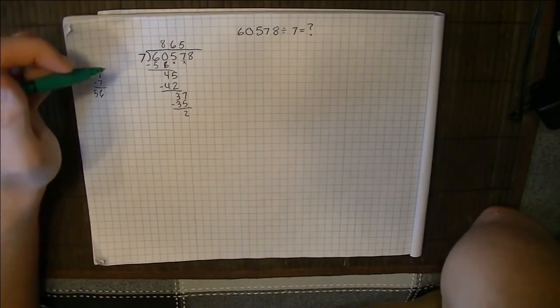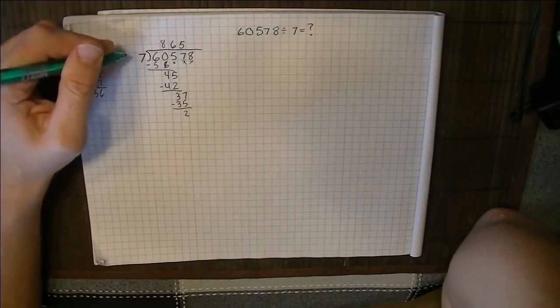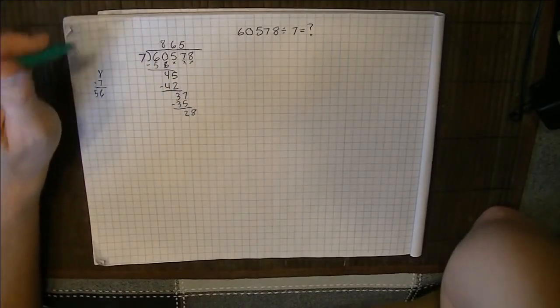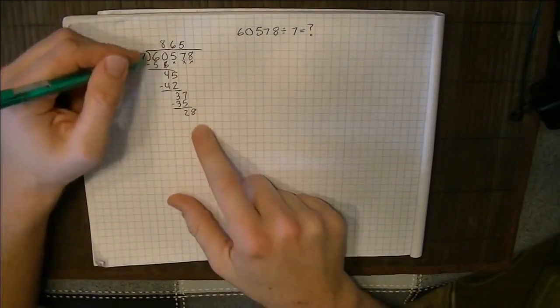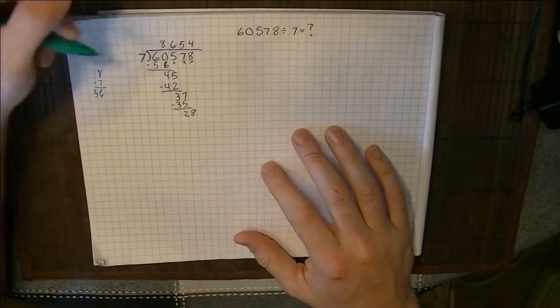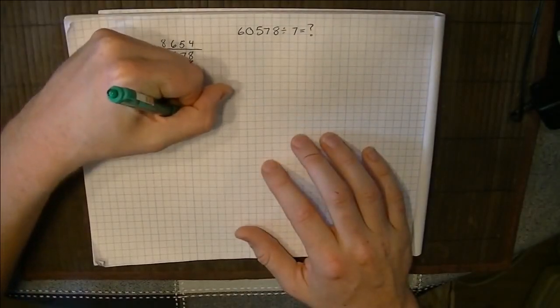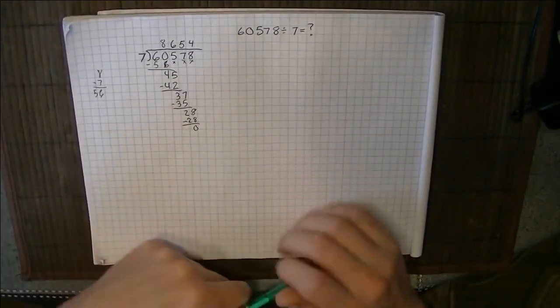Cool. And now bring down the 8, and now we're finally looking at units. All right, and so we've got 28 units. 7 goes into 28 units how many times? 4 times. 4 times 7 is in fact 28. And so our final remainder is 0.